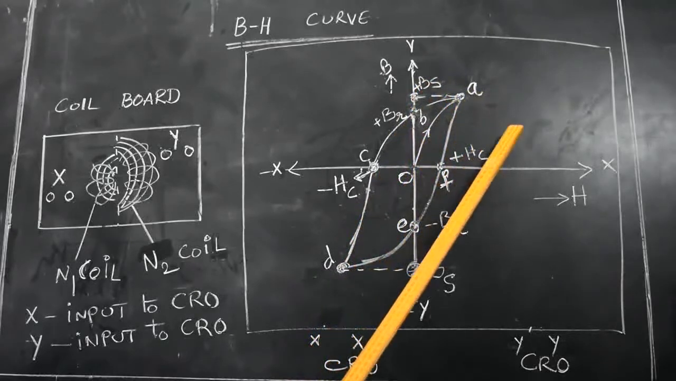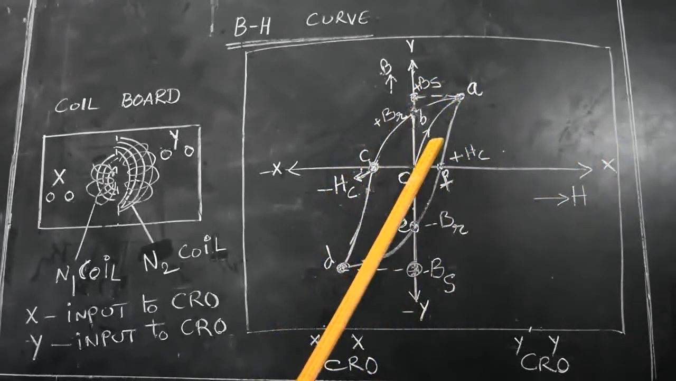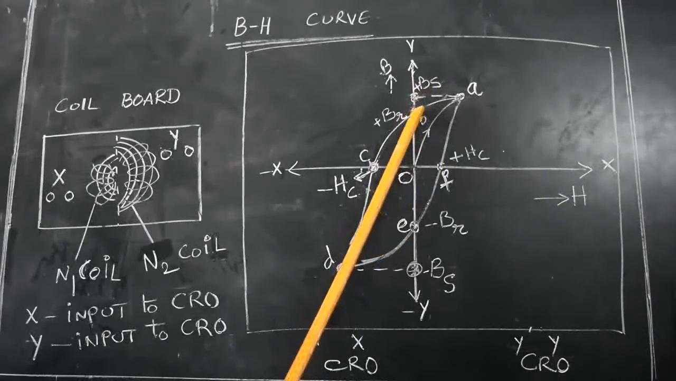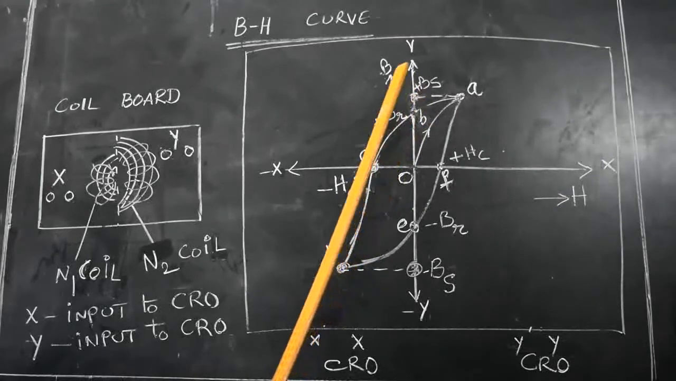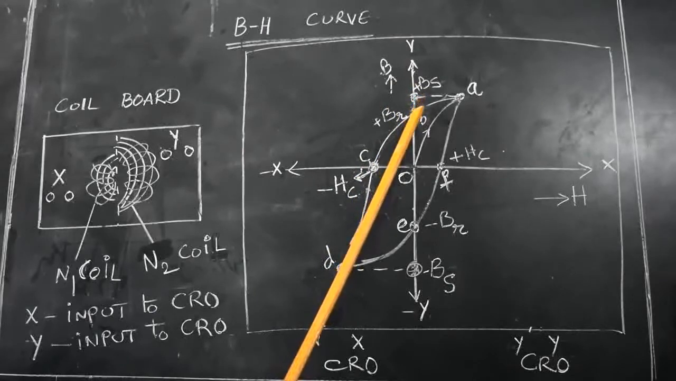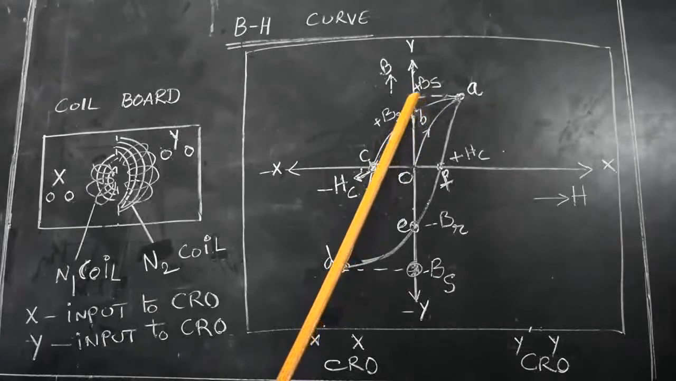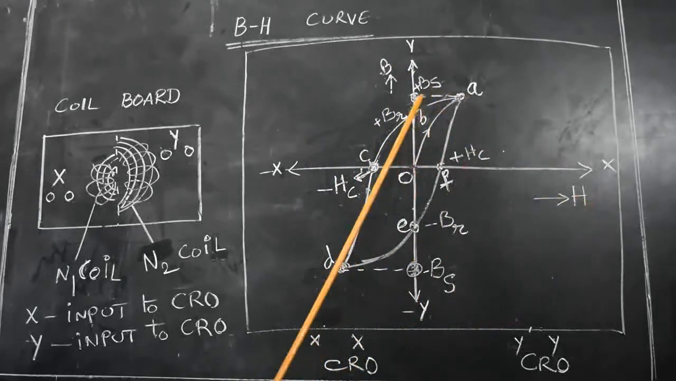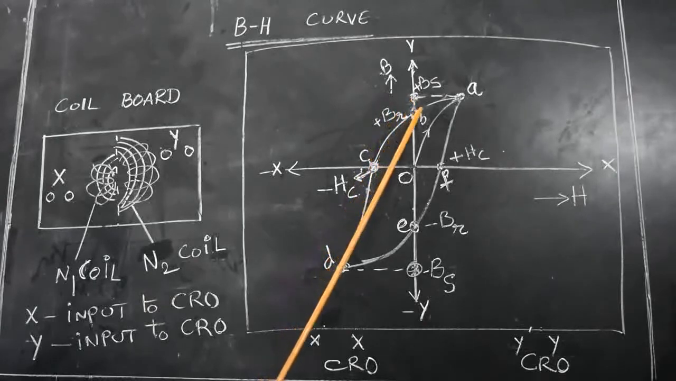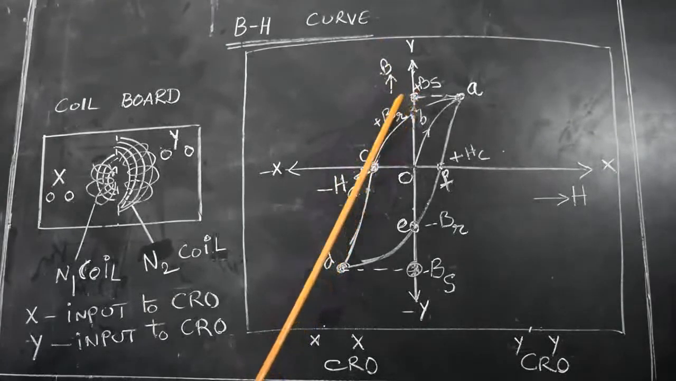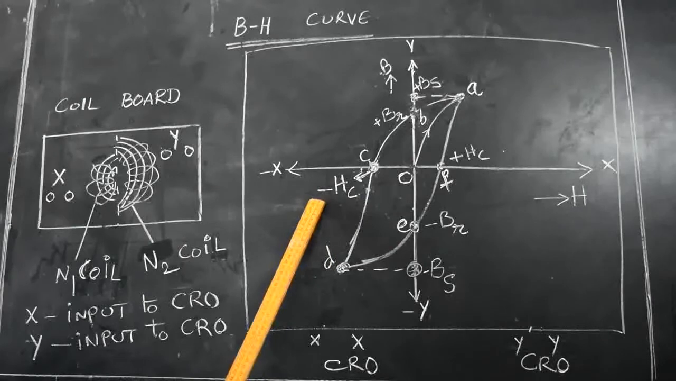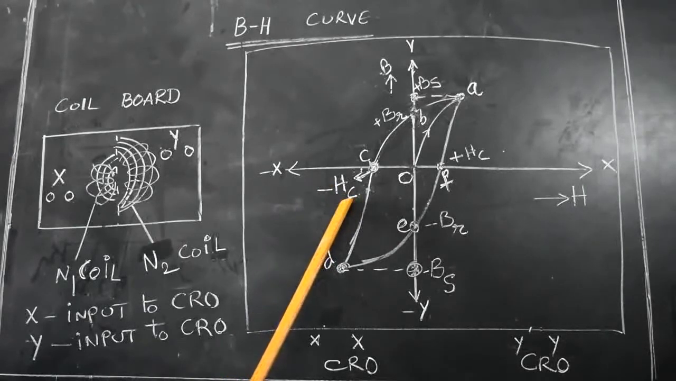There is no use in increasing H, so we take the H value back to 0. But the B value does not reach 0; it stays at the Br value, that is point B on the curve. This Br is called the residual magnetic induction or retentivity. Now we can define retentivity: the magnetic induction left in the sample even after the applied magnetizing field is removed is called magnetic retentivity or residual magnetic induction. This residual magnetic induction is made 0 by applying a negative magnetizing field, minus H. This is called the coercive magnetizing field or coercive force.